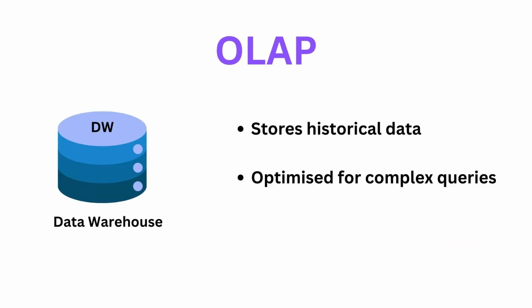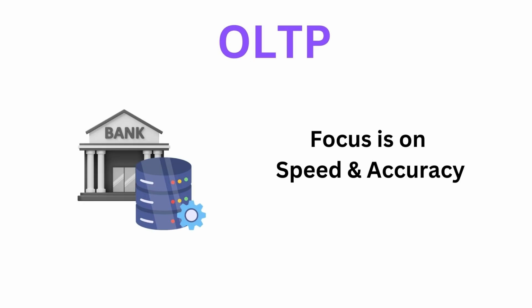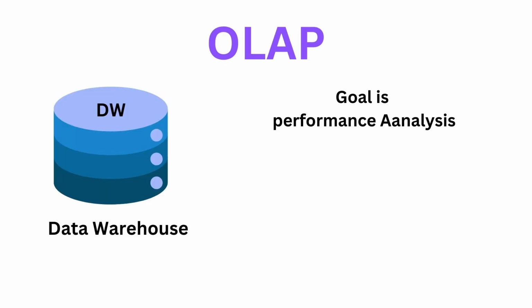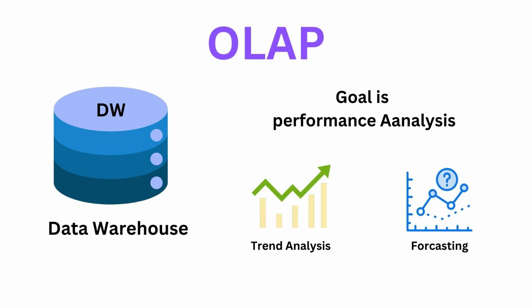But OLAP systems, like a data warehouse, are different. They store historical data and are optimized for complex queries that analyze large datasets. In an OLTP system, we focus on speed and accuracy for day-to-day transactions, and in OLAP, the goal is performance in analytics, things like trend analysis, forecasting, and decision making.